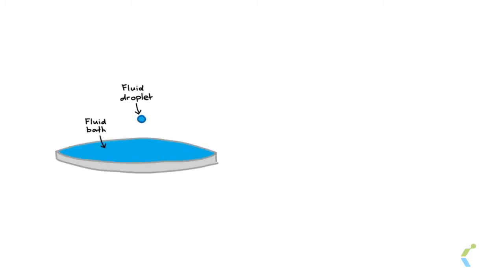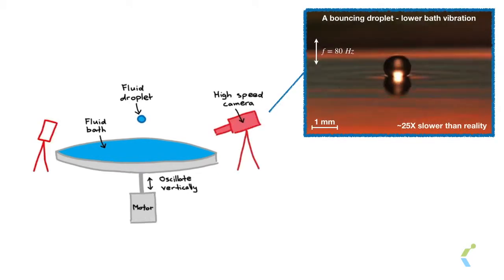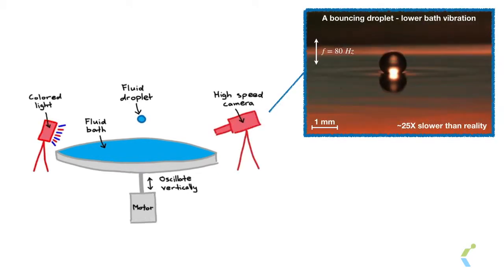If you take a fluid droplet and let it fall on a fluid bath, the drop simply merges with the bath. But now what if we rapidly oscillate the bath? Using a high-speed camera, we see that the droplet now bounces indefinitely on the bath surface.